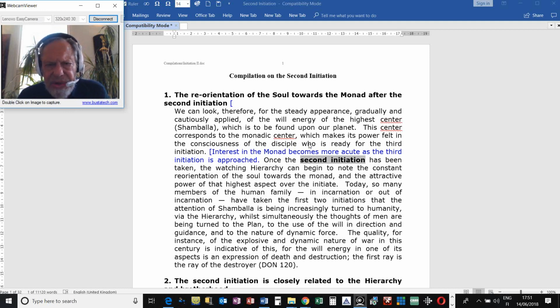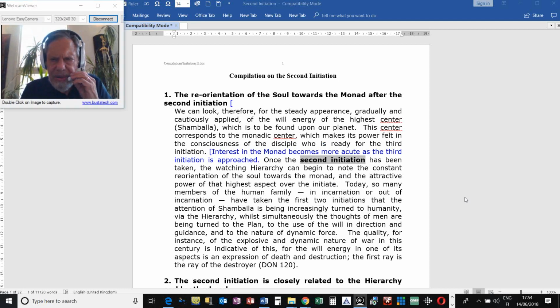and this is the initiation of entering the stream, the watching hierarchy, and notice that they are interested in the affairs of every becoming initiate. Once this initiation has been taken, the watching hierarchy can begin to note the constant reorientation of the soul towards the monad. And so during this period between the second and third initiation, the Sanat Kumara as a subject becomes more meaningful. So does Shambhala, so does the entire factor of identification.